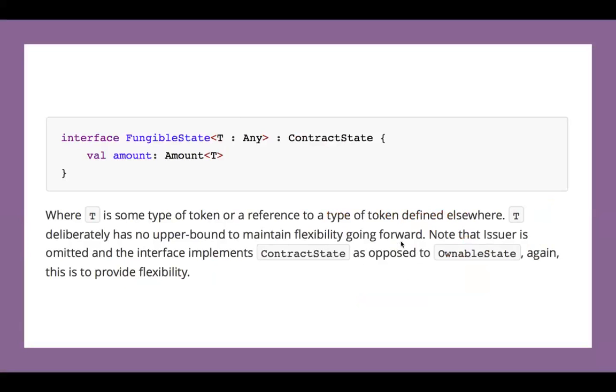I've tied myself up in knots here. T defines the token type, and the state that implements this interface illustrates that somebody holds a certain amount of that token type. So you have these two concepts. You have the concept of a token, and you have the concept of a token type. And if any of you guys have looked at Cordite, then you would have seen that they also have this concept of a token and a token type as well.